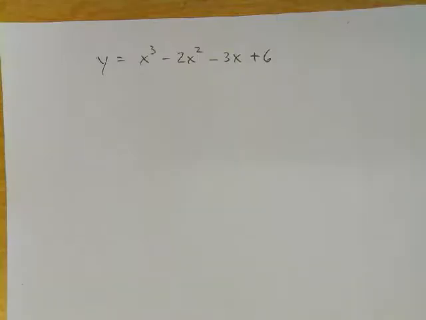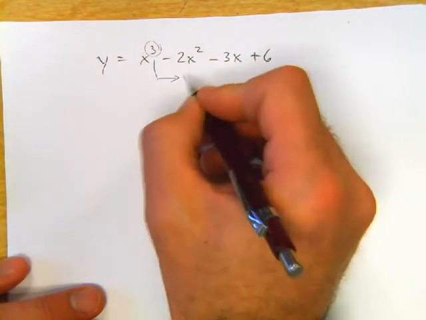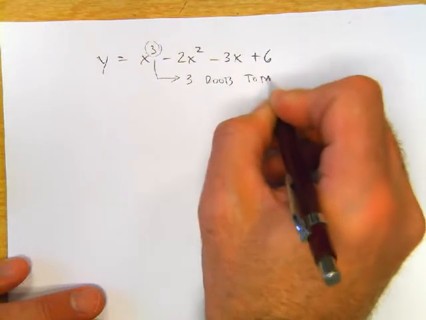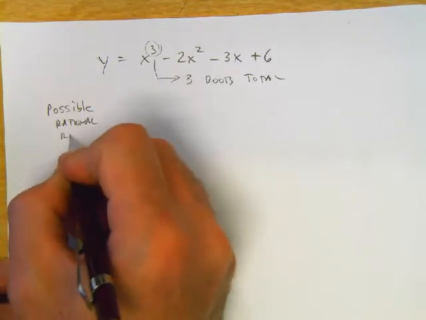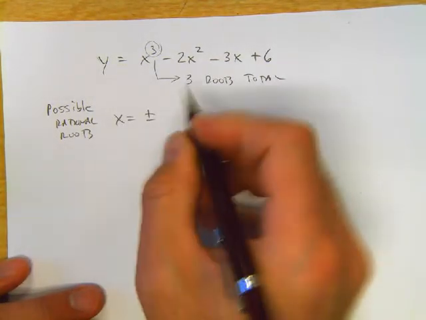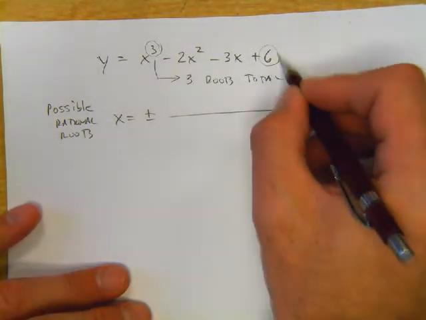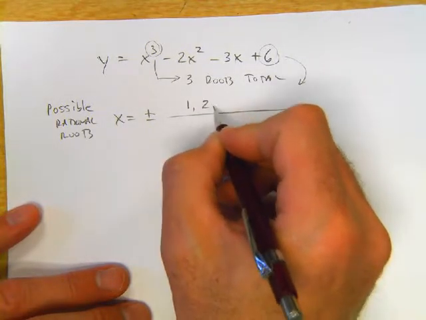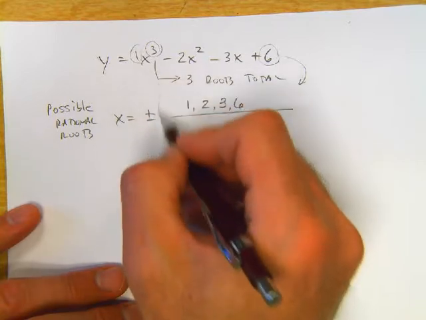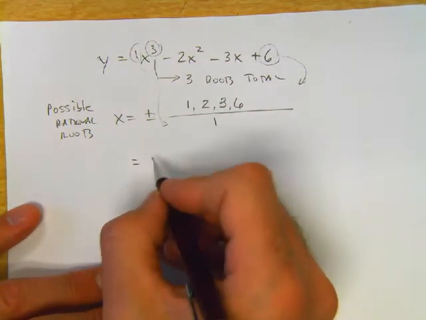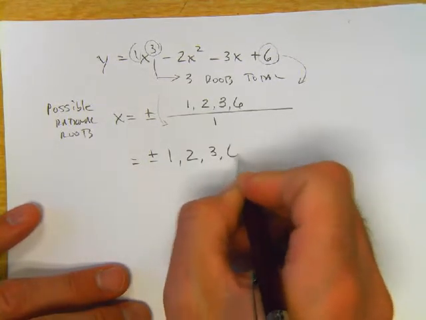All right, our next one is this cubic, y equals x cubed, and so on. So let's see, it's a cubic. So how many roots should we expect? 3 roots total. So let's find, to begin with, the possible rational roots. Let's see, numerator is factors of 6: 1, 2, 3, 6. Denominator is factors of the lead coefficient, which is 1. So if we have any rational roots, they should be plus or minus 1 over 1, 2 over 1, 3 over 1, 6 over 1.